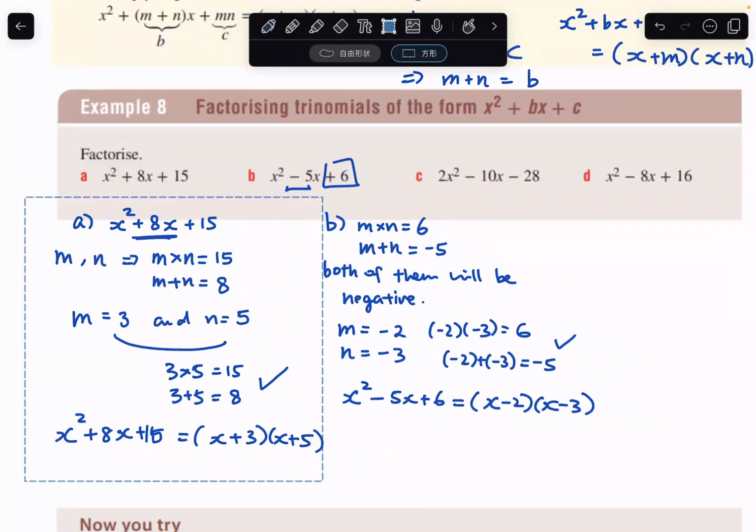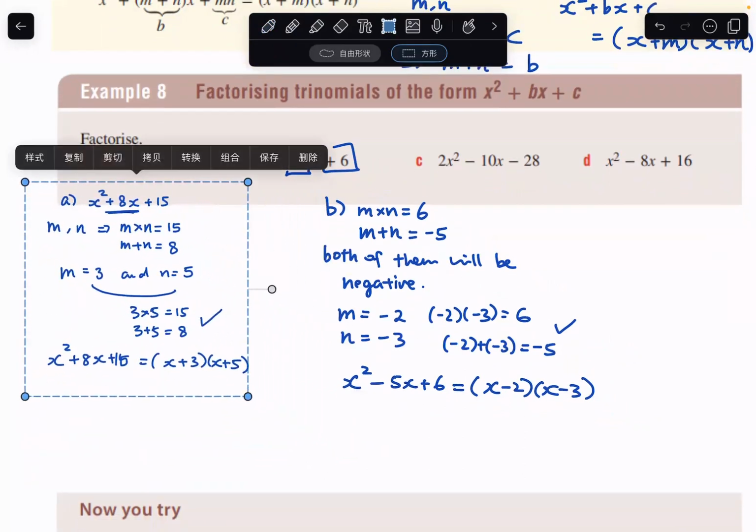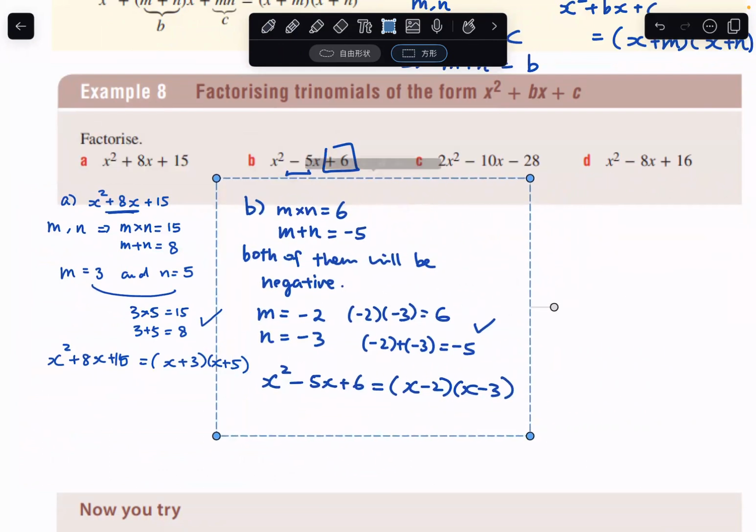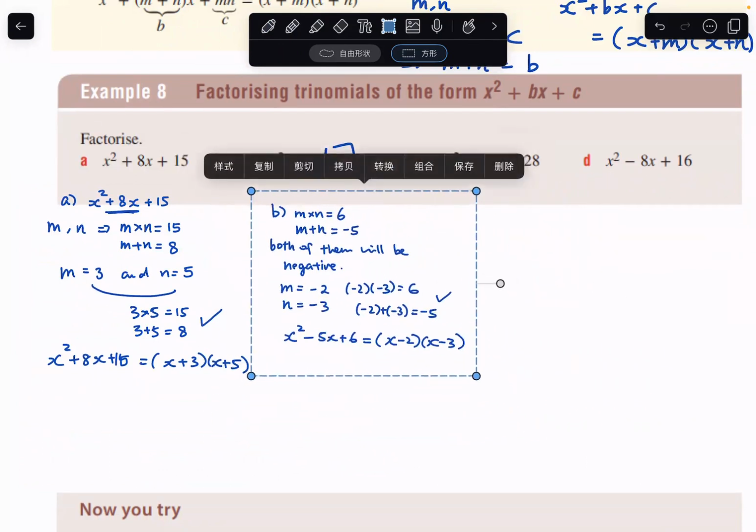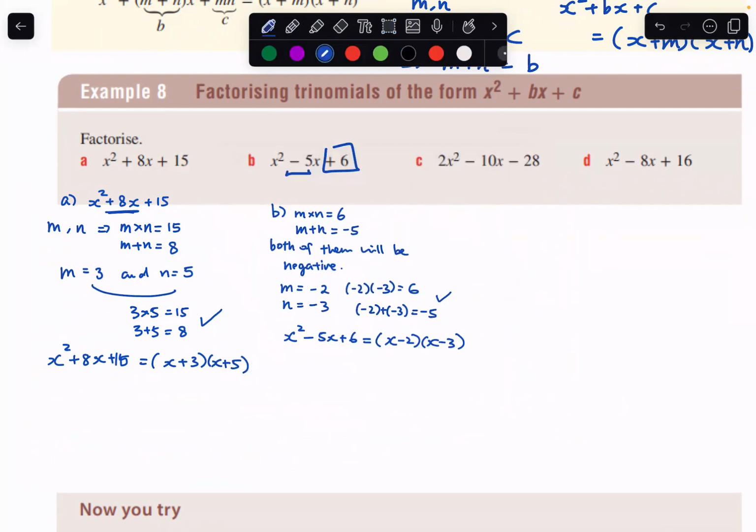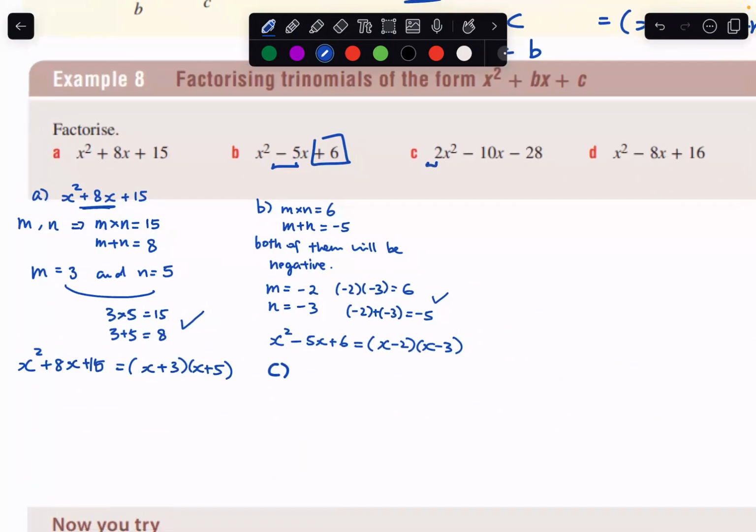Next one. I'll make this one smaller, as I don't have enough space. Question C: 2x squared minus 10x minus 28. Some of you may ask, miss, the coefficient is not 1, so can we also use this method? The answer is yes, because you can see 2, negative 10, negative 28. We can take out the common factor first.